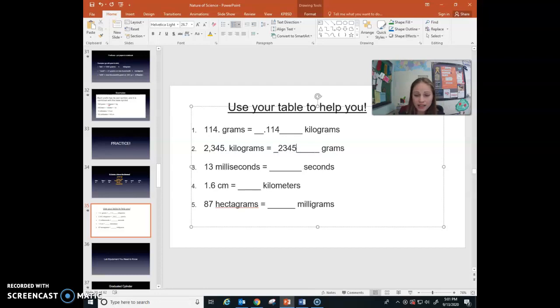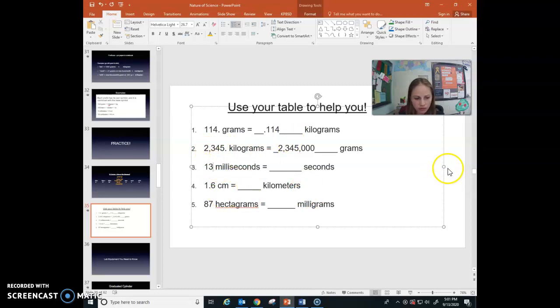Now I have to move that decimal. So 1, 2, 3 spots. And then I guess I'd have to go back and put in my commas, don't I? So 2,345,000 grams would make up 2,345 kilograms.